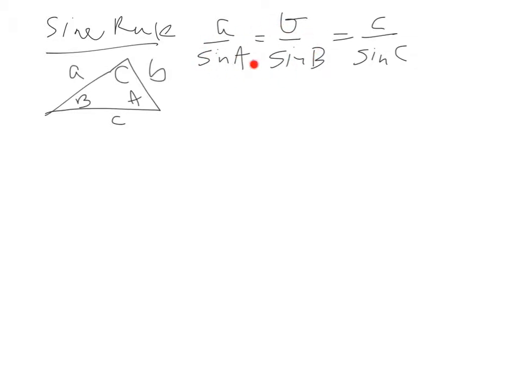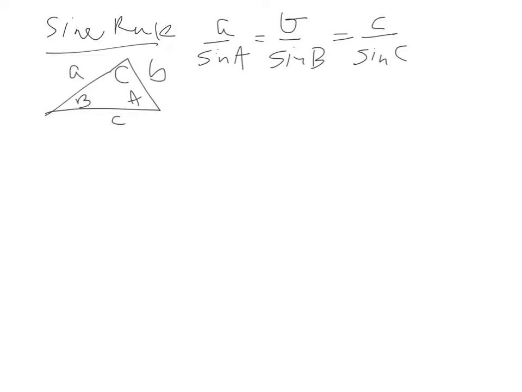We use that if we have an unknown we don't know and three knowns. So we may know two side lengths and an angle, or we may know two angles and a side length. And then we just substitute and work stuff out.